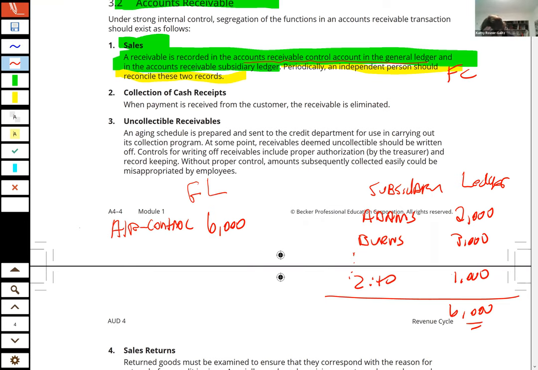Got it. Okay, good. And somebody should reconcile those. They say periodically. Depending on the nature of the entity, this could be done daily. If you're a bank, nobody goes home until all the records reconcile. So it really depends on the nature of the entity how frequently that's done. Now, when the cash is collected from the customer, of course, we will debit the cash and credit the receivable. We do that in the subsidiary ledger, but then that needs to roll up to the control account as well, right? So they should always match.